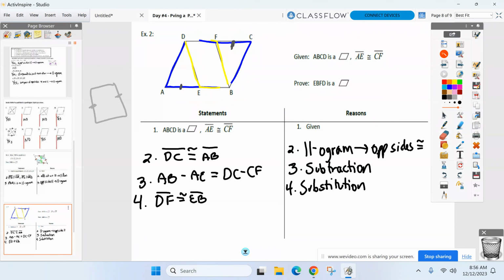Okay, let's see if we really know what's going on now. See if you can answer this for me. Here's what we just proved: EB congruent to DF. Is that a parallelogram right now? No, I still need to keep working. All right, what other additional information would make it into a parallelogram?